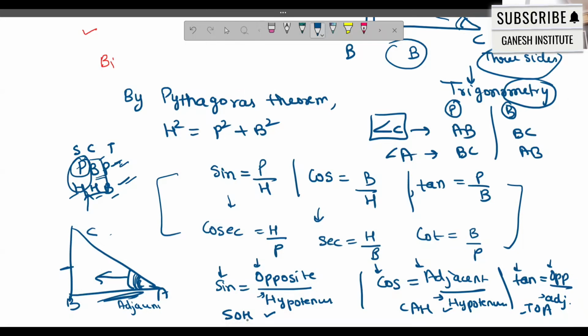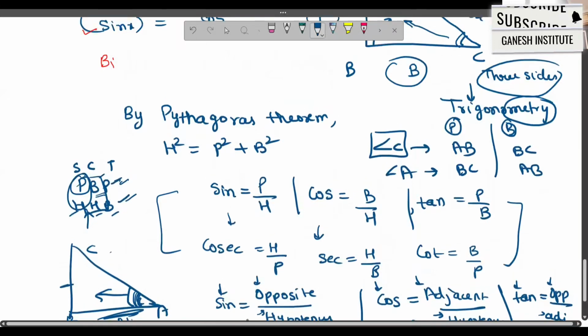SOH, sine opposite upon hypotenuse. If the angle is A, my opposite divided by hypotenuse. Oh, no, no, got it. Opposite upon hypotenuse, and opposite is not adjacent. It's my perpendicular, opposite to the 90 degrees.